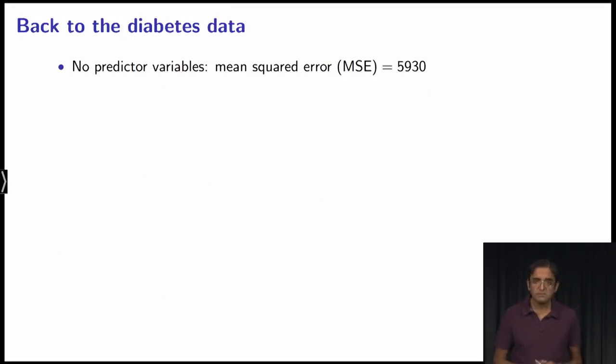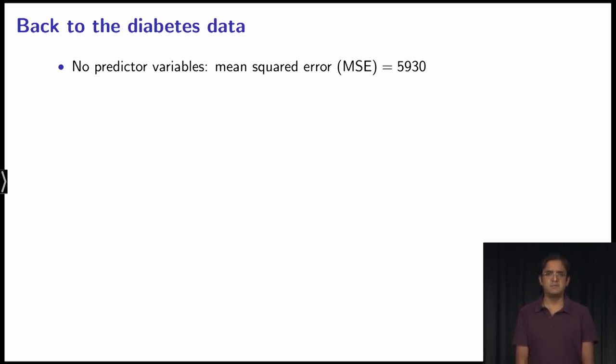Okay? So suppose we had no predictive variables at all. We just had to predict y. What value of y would we predict? Well, we'd predict the average value of y, the mean value. And in this case, the mean squared error would simply be the variance in y. So in the diabetes example, this variance turns out to be 5,930.